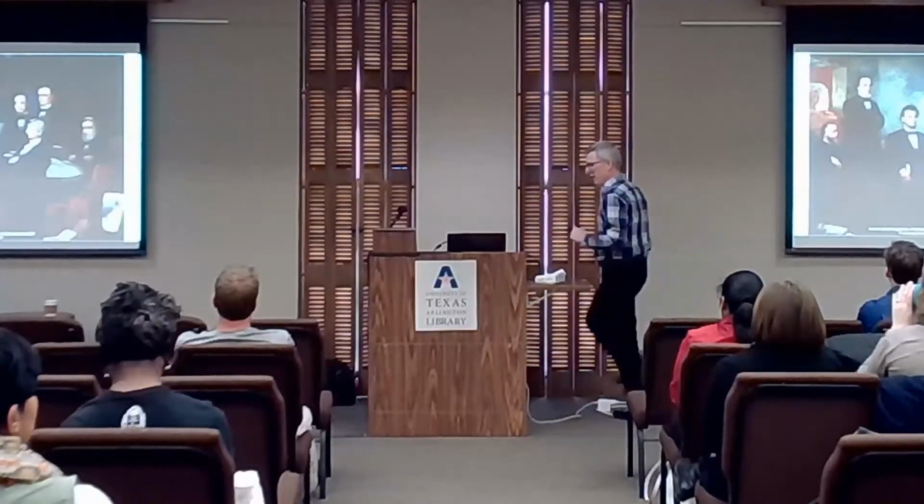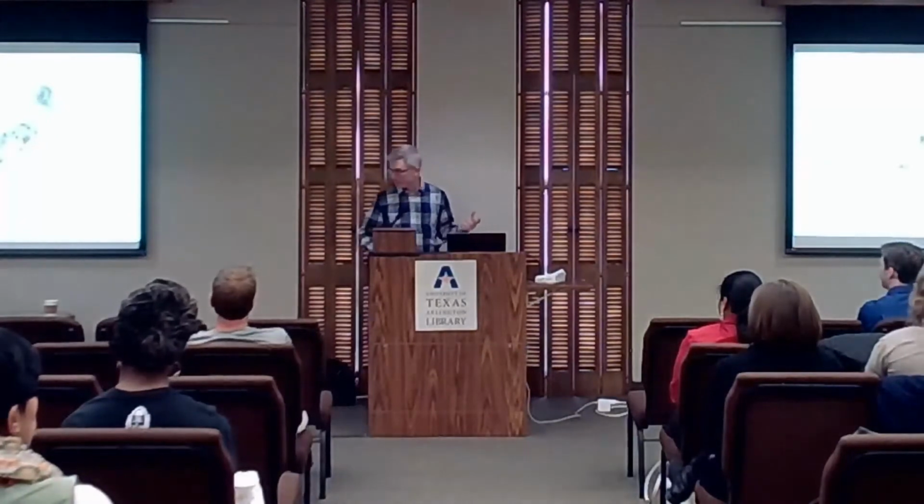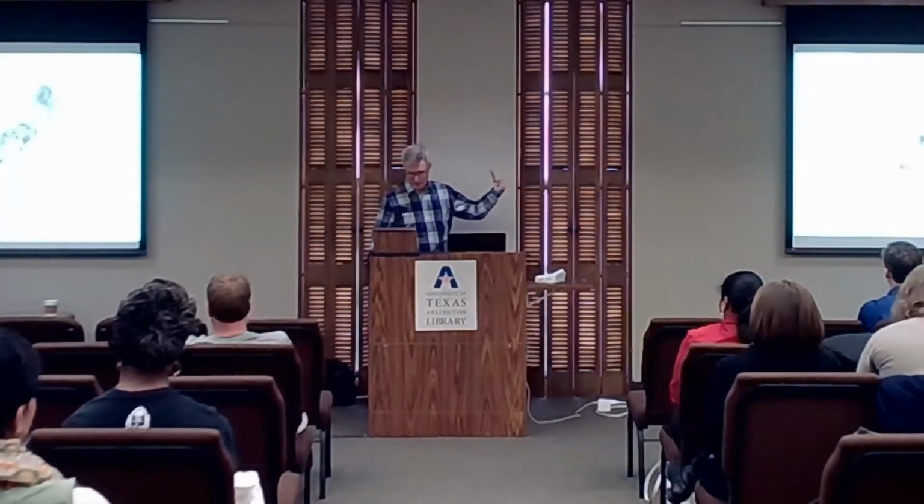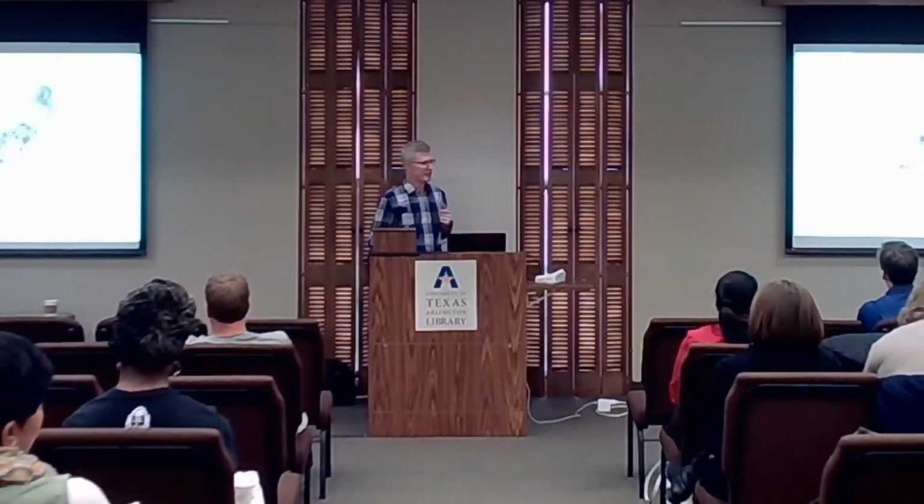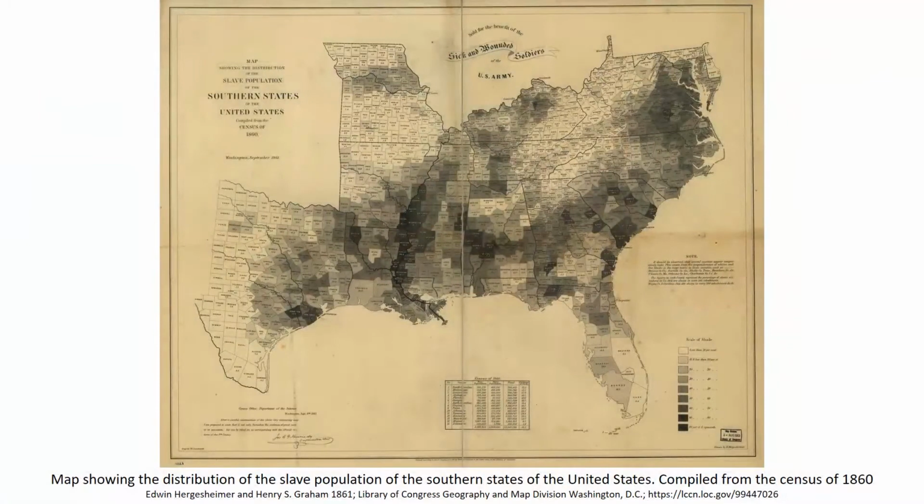All right, so let's go back to the map. Let me tell you a little bit about the history of this map. As you saw, this is the map of the slave population of the southern states from 1861. The original was about 27 inches by 33 inches, so pretty close to the size of the maps that we have up here on the wall.